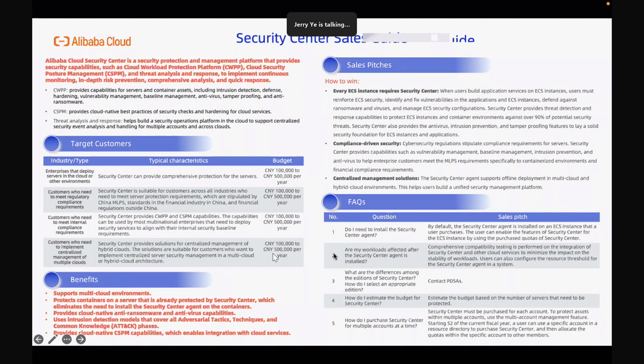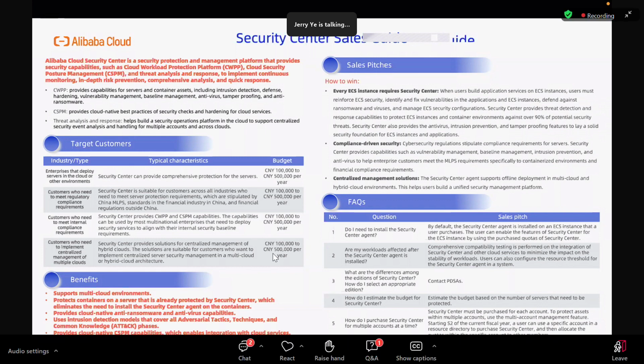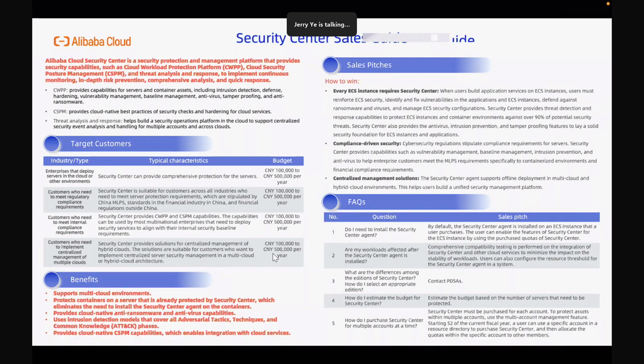Then let's take a look at the questions. Do I need to install the Security Center agent? As I said before, if you are using Alibaba Cloud ECS, then it's not necessary for you to install the agent since the agent has already been in your ECS. Second one, are my workloads affected after the Security Center agent is installed? Actually, we have already done comprehensive compatibility testing on the integration of Security Center and other cloud services to minimize the impact on the stability of the workload, and also the consumption of your CPU resources is quite small.